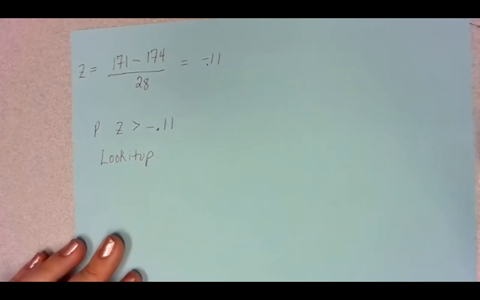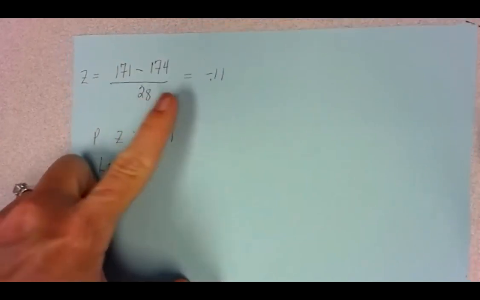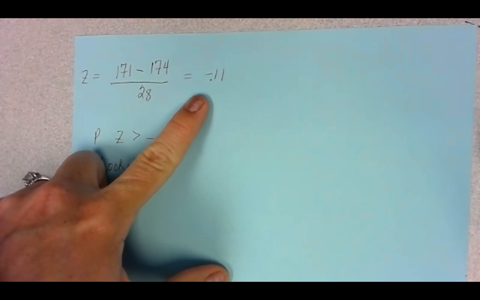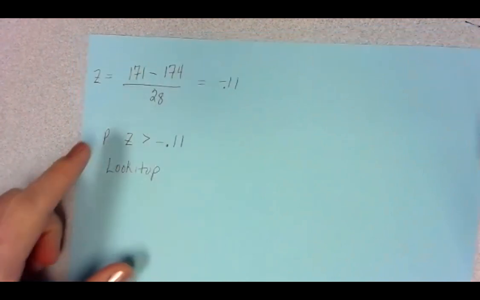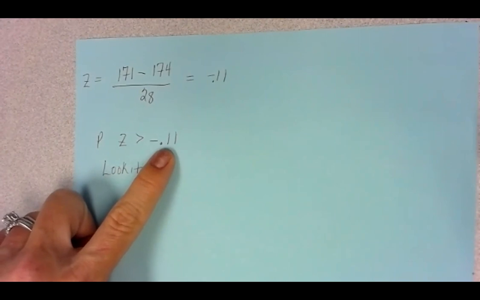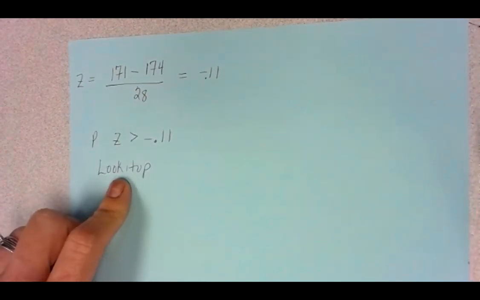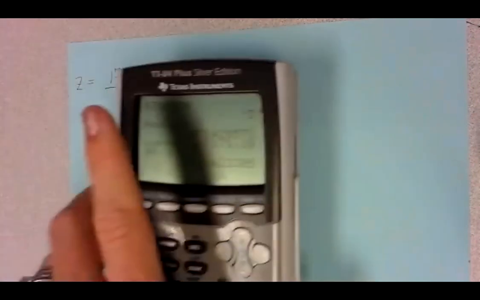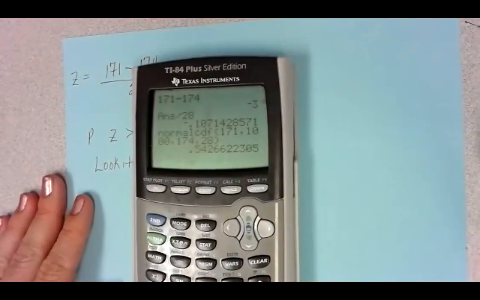So again, you really have two options. Your first is to go ahead and find Z, which I have found is negative 0.11, and I'm looking for the probability that Z is greater than negative 0.11, so I'd have to look that up correctly. Or I can use the graphing calculator.